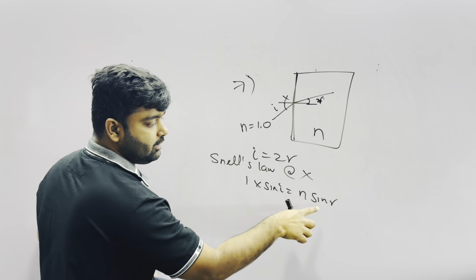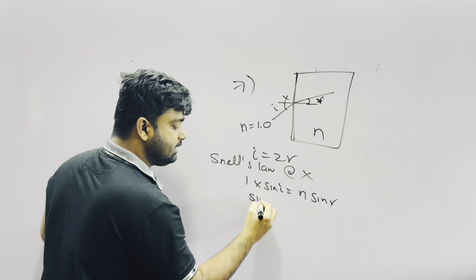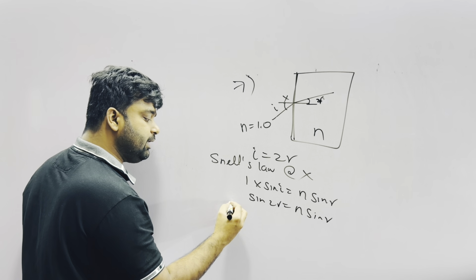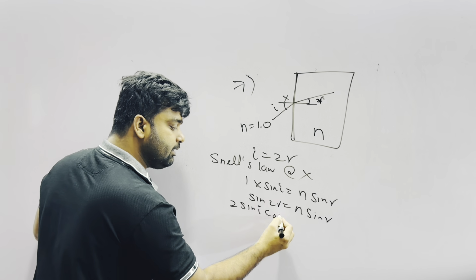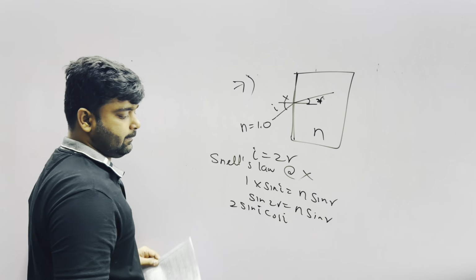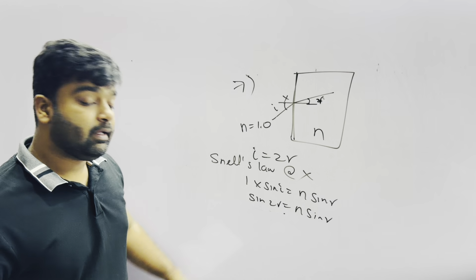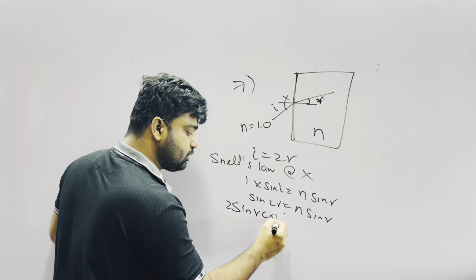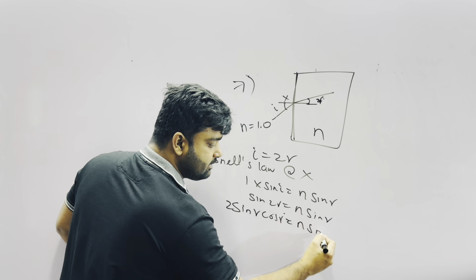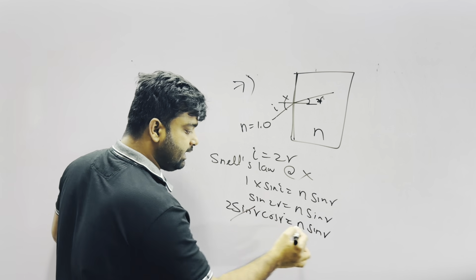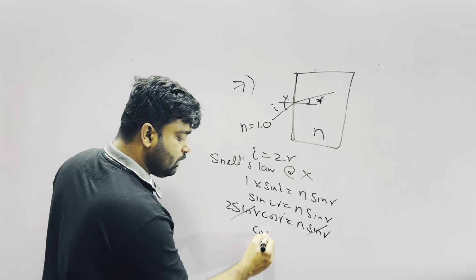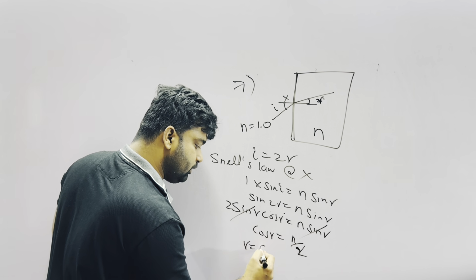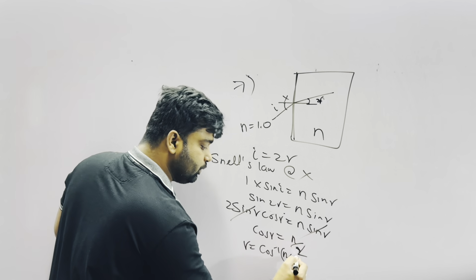Then we can use I is equal to 2R. Sin 2R is equal to N sin R. Sin 2R can be written as 2 sin R cos R, so 2 sin R cos R is equal to N sin R. So sin R and sin R will be cancelled. Cos R is equal to N by 2. Therefore, R is equal to cos inverse N by 2.